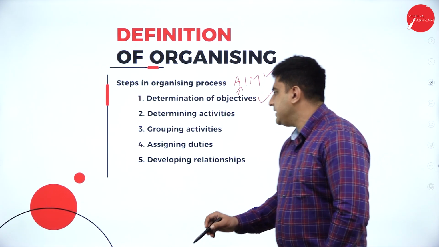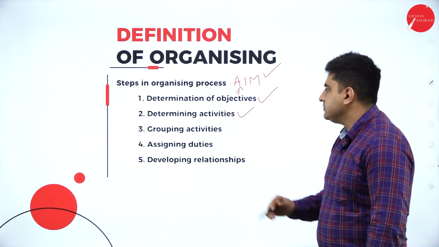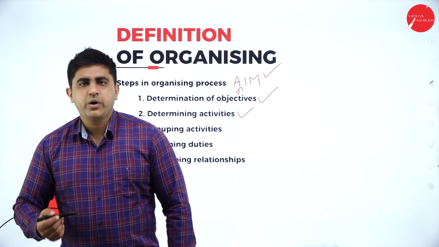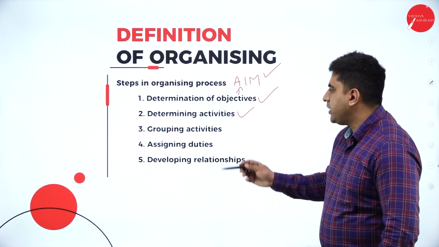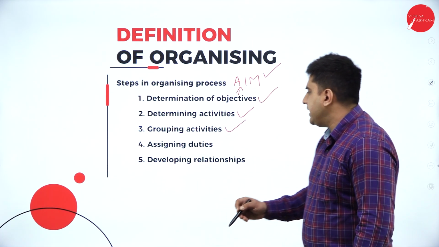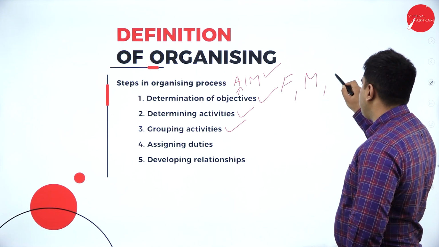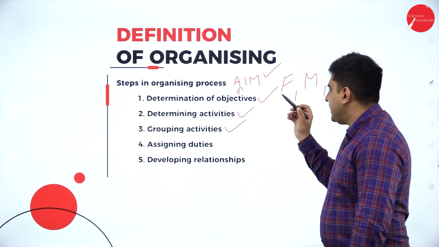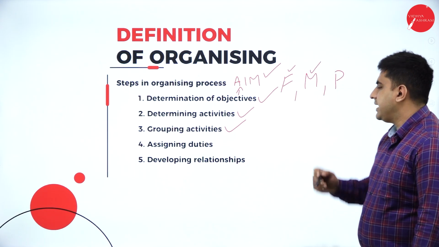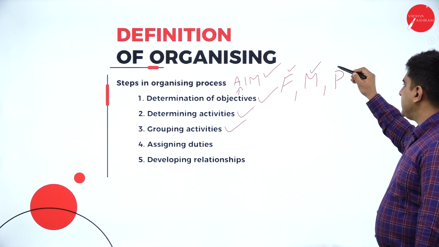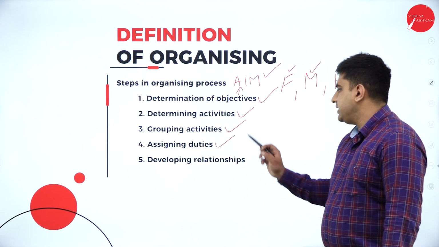Then what you do, you determine the activities. To achieve this aim, you are determining the various activities, that is finance related activities, production related activities, marketing related activities. After determining the activities, you are grouping the activities, like your finance department, your marketing department, and your production department. So finance related activities will be done in the finance department, marketing activities in the marketing department, and your production activities in the production department. This is grouping activities. Then assigning duties.